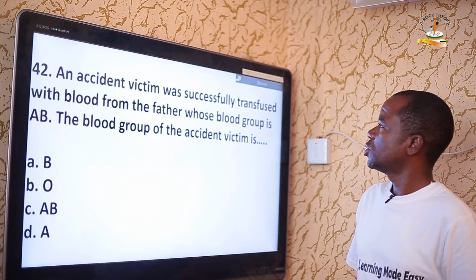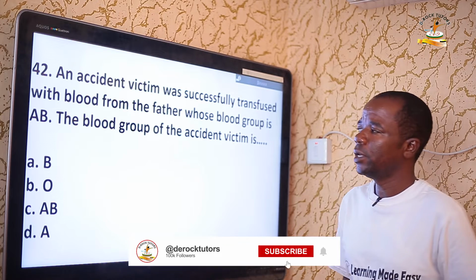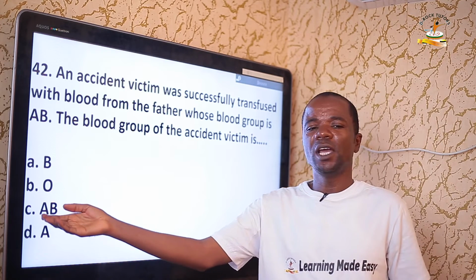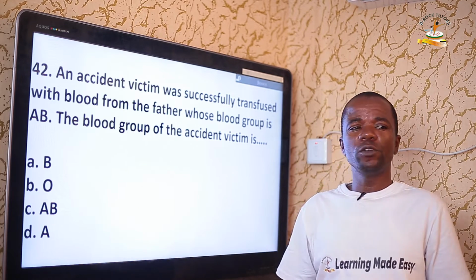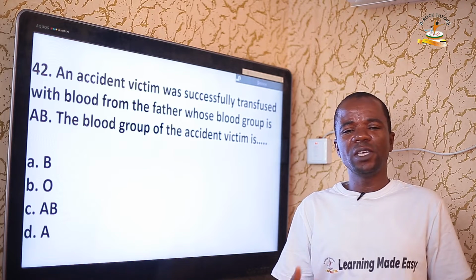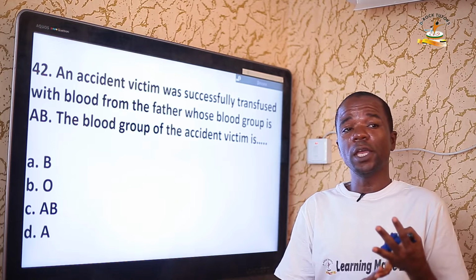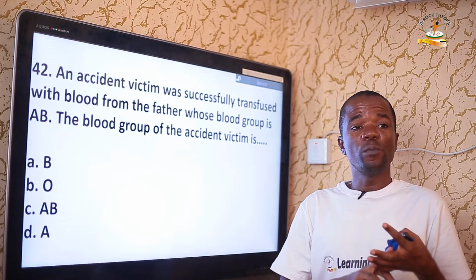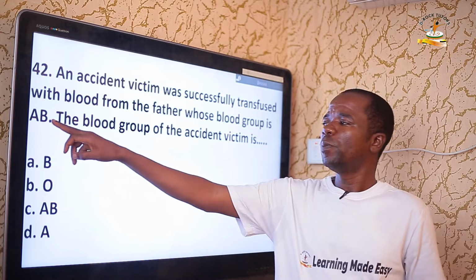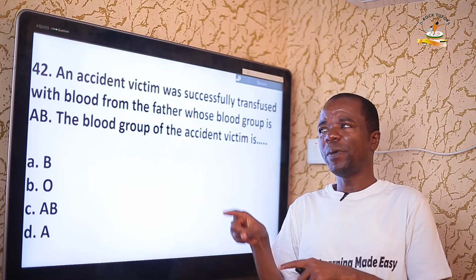Number 42. An accident victim was successfully transfused with blood from the father, whose blood group is AB. The blood group of the accident victim is dash. That's definitely AB. Even though AB is a universal recipient, what that means is a person with blood group AB can receive blood from every other blood group. A person with blood group AB can receive blood from A, B, AB, and O. But a person with blood group AB can only donate to another individual with blood group AB.